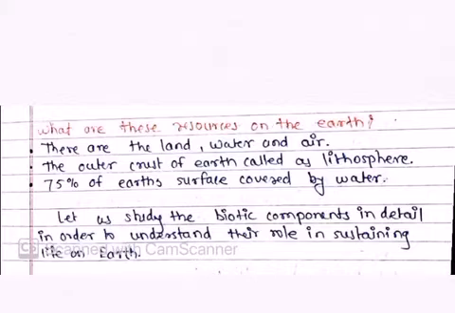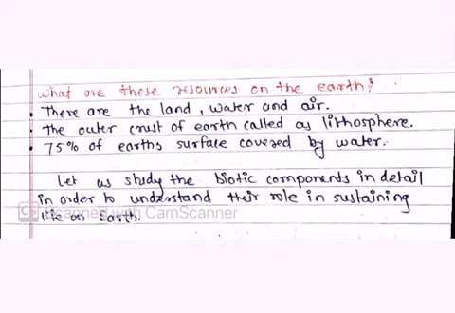land, water, air, they are having effects on the living organisms. Water is 75% of the earth's surface. Then land is called the outer crust of the earth. Then we have to study the biotic components in detail to understand the role of living organisms on the earth.